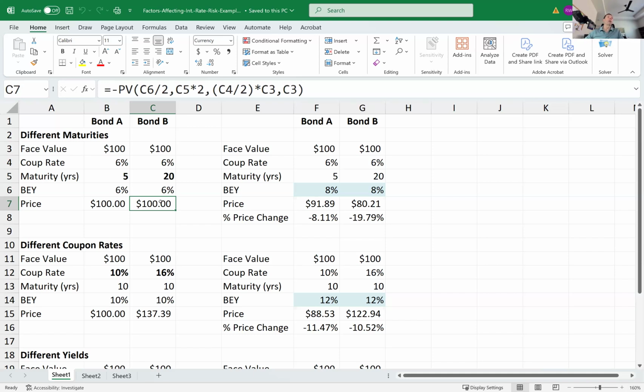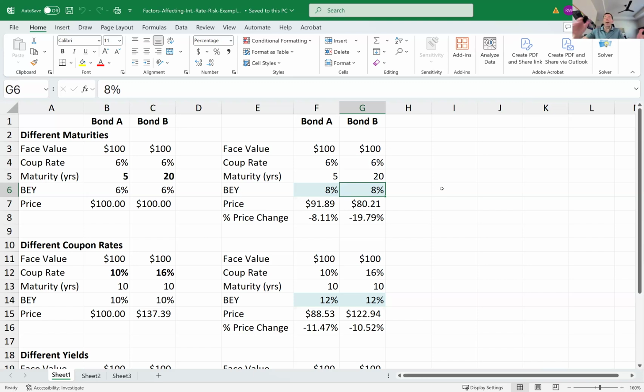Now we're going to say, okay, interest rates are going to change. Interest rates are going to go up by 2% for both bonds. So here for bond A, interest rates go up from 6% to 8%. Here for bond B, interest rates go up from 6% to 8% as well. And we're going to see now what happens to the price of each bond.